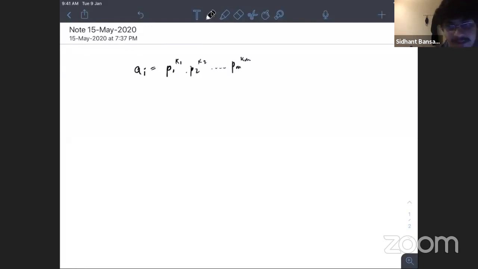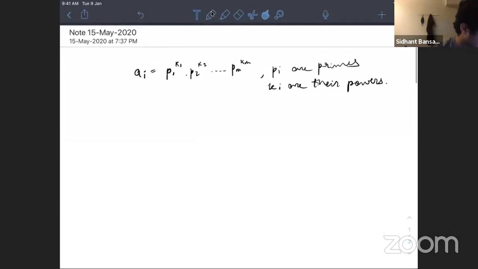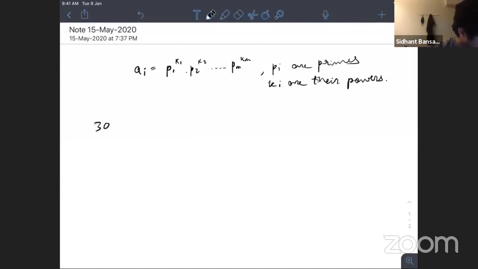The idea being that all these P_i are primes and K_i are their powers. Right? So basically any number, for example, let's take 30, which is what? 2 into 3 into 5. So 2 to the power 1, 3 to the power 1, 5 to the power 1. Take another example, 45, which is 3 square into 5.